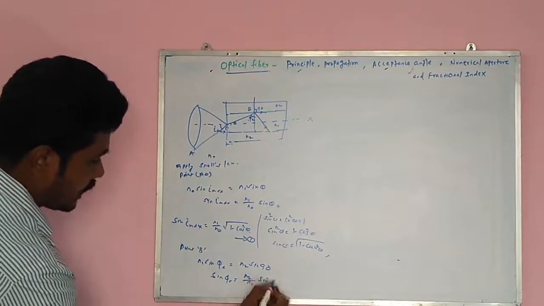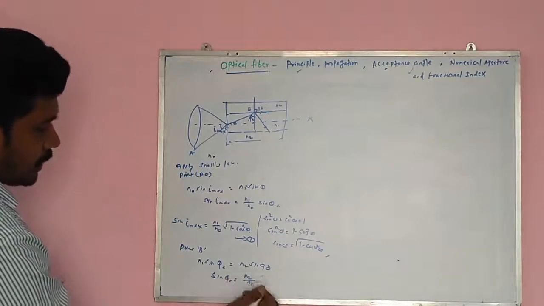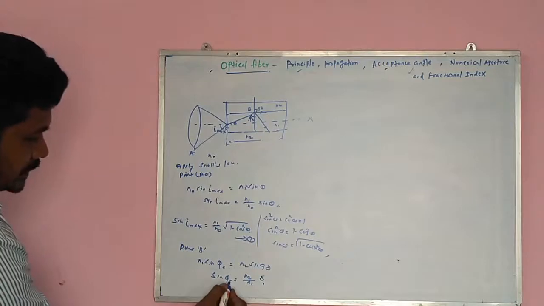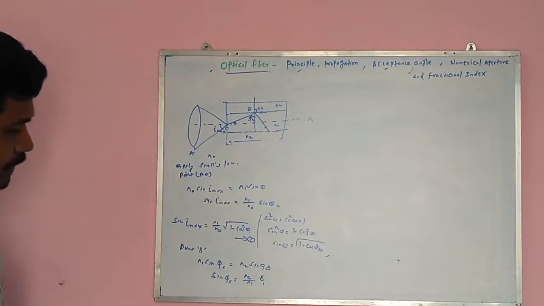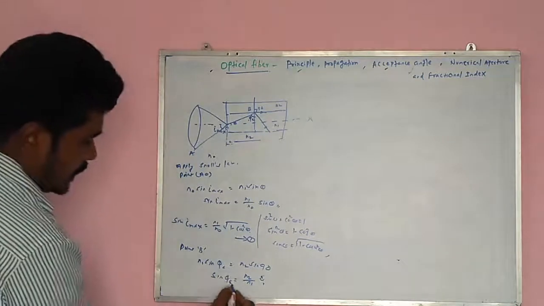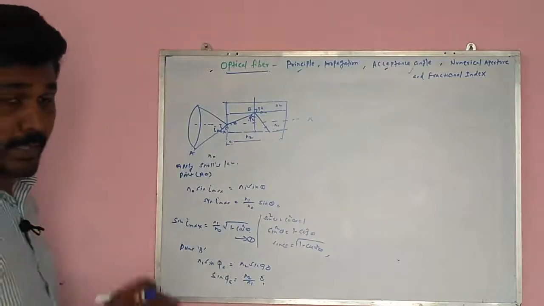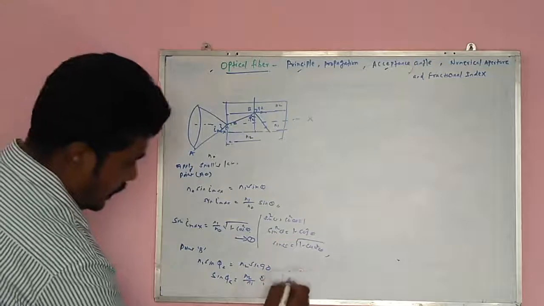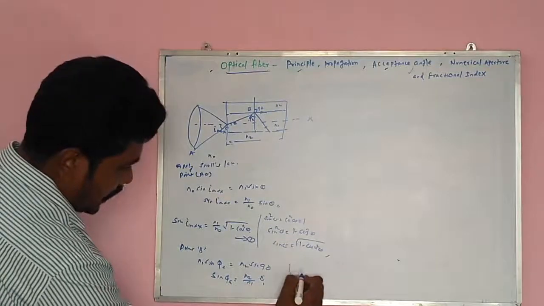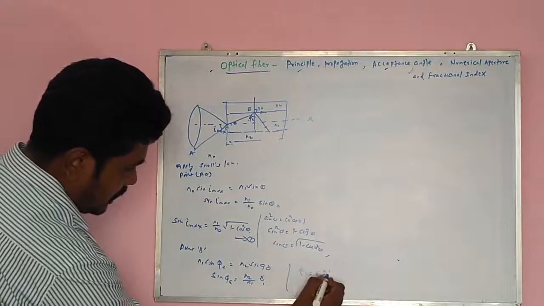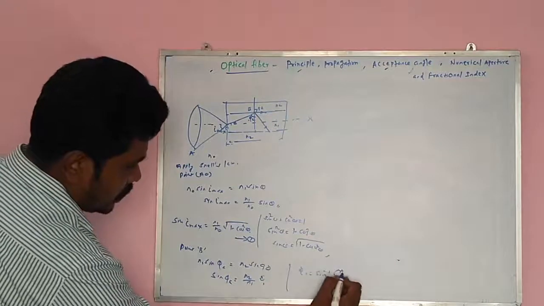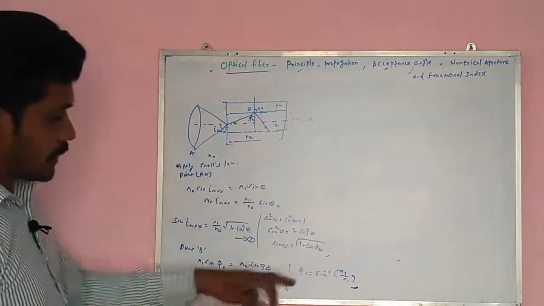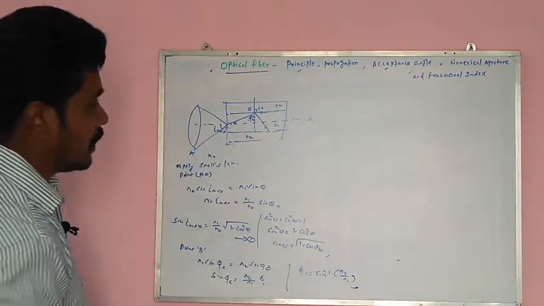sine 90 degrees. Sine 90 is equal to 1, so this value is equal to 1. So we consider the value of sine phi c only. In this case, suppose we find the critical angle of an optical fiber. So the critical angle of the optical fiber is phi c, and phi c is equal to sine inverse of n2 by n1. So that is the value for the critical angle of optical fibers. This is one of the formulas.